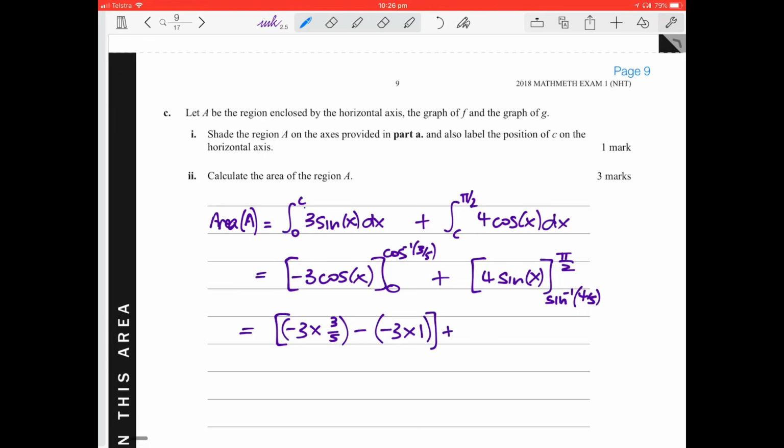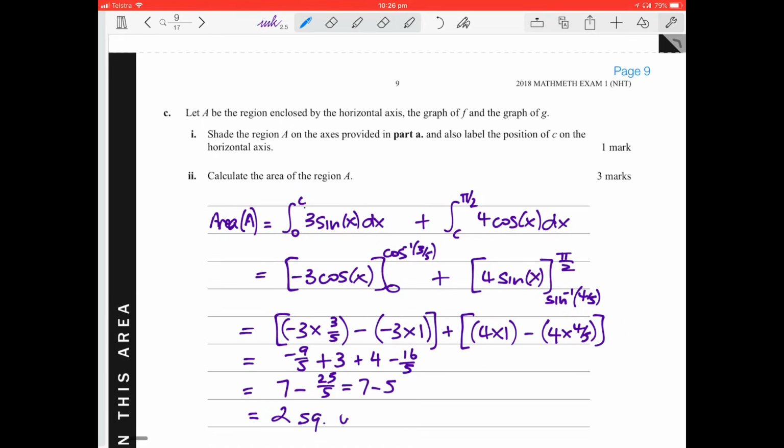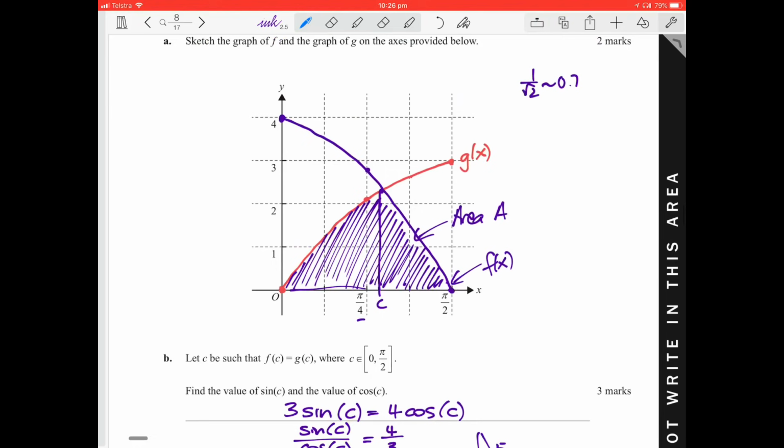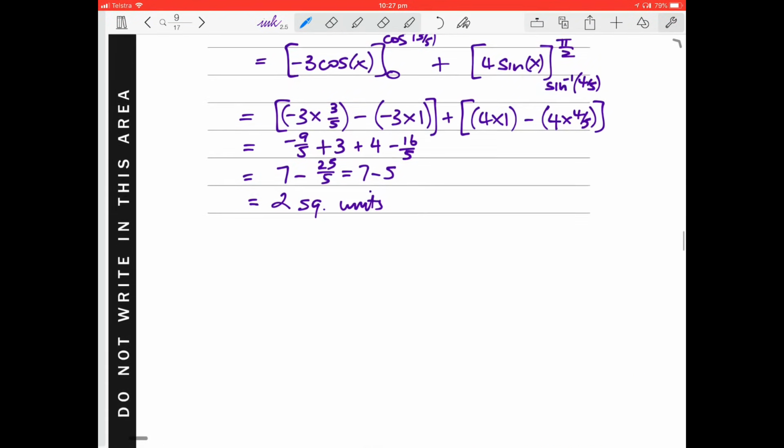That's our first one done. Plus 4 sine of pi on 2. Sine of pi on 2 is 1, so I get 4 times 1 minus 4 times sine of sine inverse 4 on 5, which is 4 on 5. Okay, so now we clean up. I get negative 9 on 5 plus 3 plus 4 minus 16 on 5, which is 7 minus 25 on 5, 7 minus 5, which is 2 square units. So that's what that area in there is. Okay, that was a bit tricky.